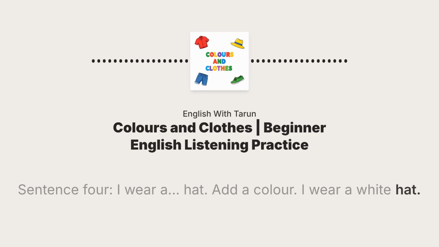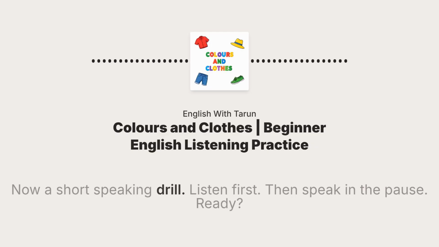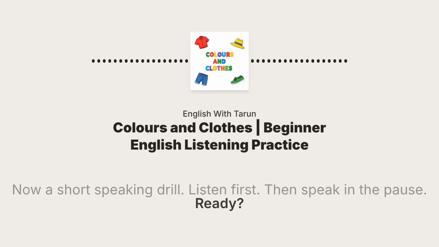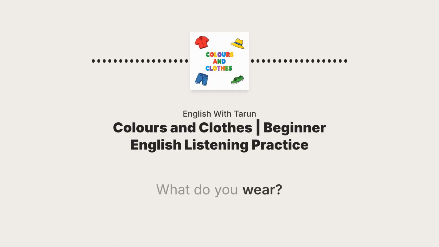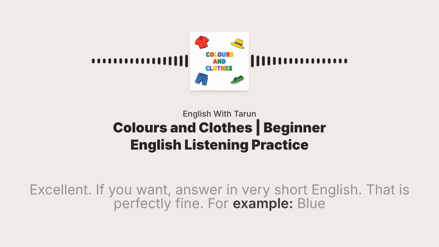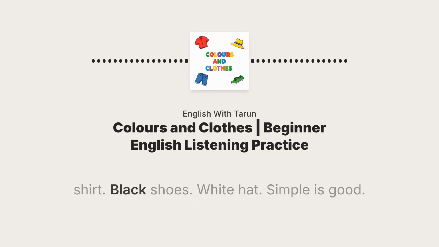Now a short speaking drill. Listen first, then speak in the pause. Ready? What do you wear? What color is your shirt? What color are your shoes? Do you wear a jacket? Do you wear a hat? Excellent. If you want, answer in very short English. That is perfectly fine. For example, blue shirt, black shoes, white hat.